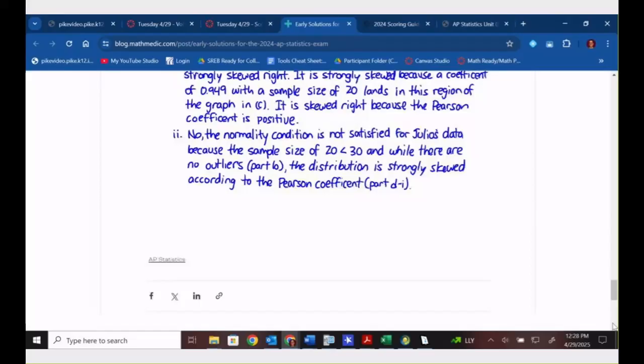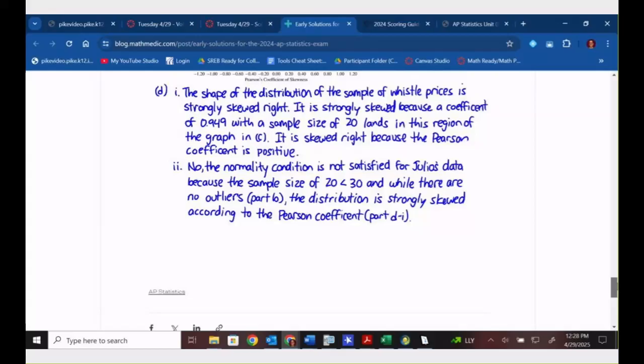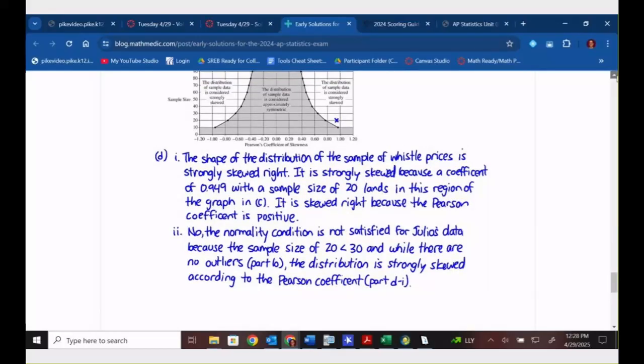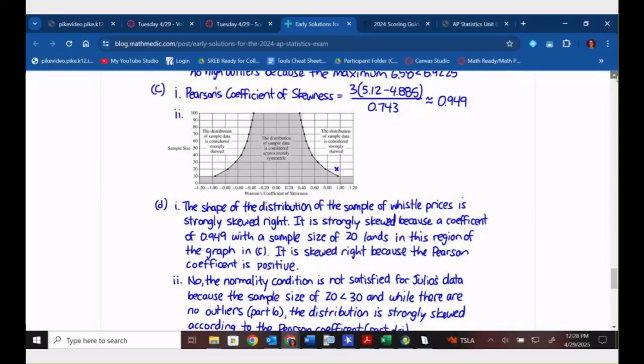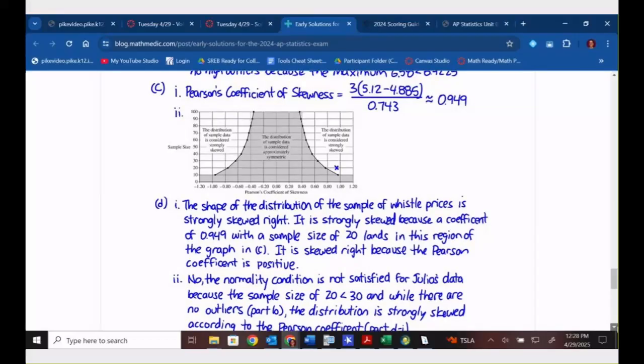Part CII, this right here, that X. Part D, the shape of the distribution of the sample of whistle prices is strongly skewed right. It is strongly skewed because a coefficient of 0.949 with a sample size of 20 lands in this region of the graph in C. It is skewed right because the Pearson's coefficient is positive. So it is strongly skewed if the coefficient lands out here, and it is skewed to the right because we have a positive Pearson's coefficient.